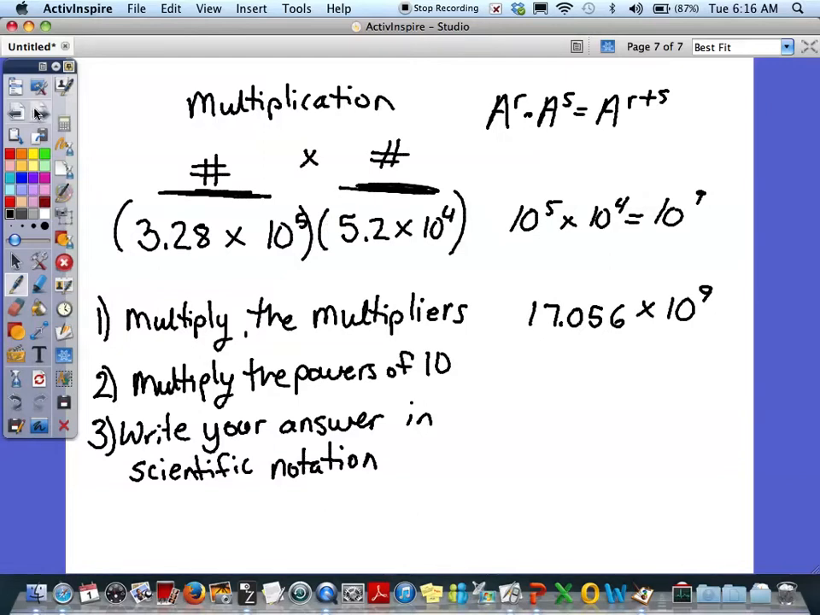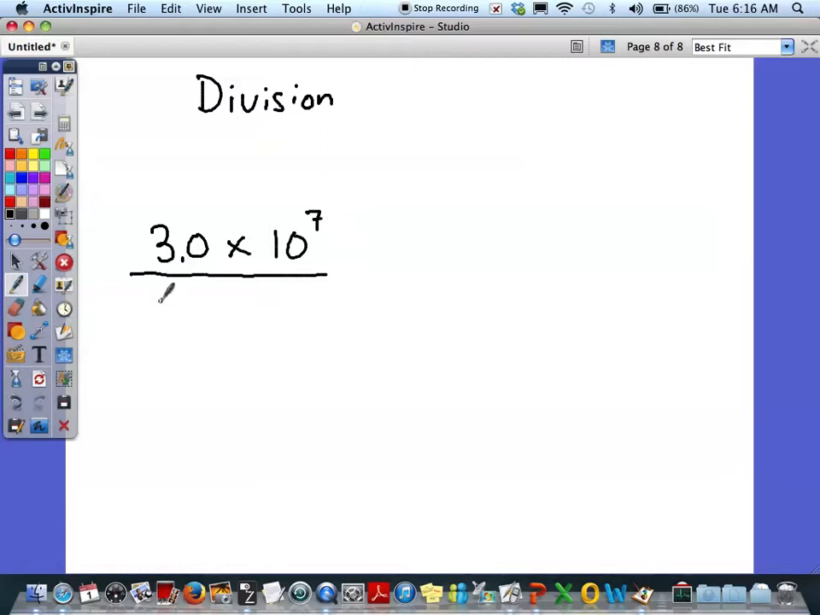One more example problem for you, and it's how to divide. It's really done the same way. If I had a number like 3.0 times 10 to the 7th power, and I wanted to divide that by 1.5 times 10 to the 5th power, remember what division means. It means I want to know how many times the number in the denominator will fit into the number in the numerator. So the first step in division is to divide the multipliers.